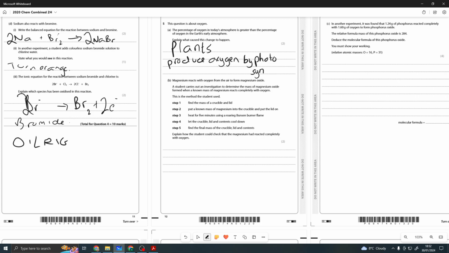I can write it down here, if that's okay. Try and get it all on one line if you can. Now, magnesium reacts with oxygen from the air to form magnesium oxide. There's a big method there. Explain how the student could check the magnesium oxide had completely reacted with oxygen. Now, what you're going to do essentially is reheat it and check the mass, okay? Because obviously, if it's completely reacted, the mass isn't going to change. So you're going to reheat it and check the mass until the mass remains constant.